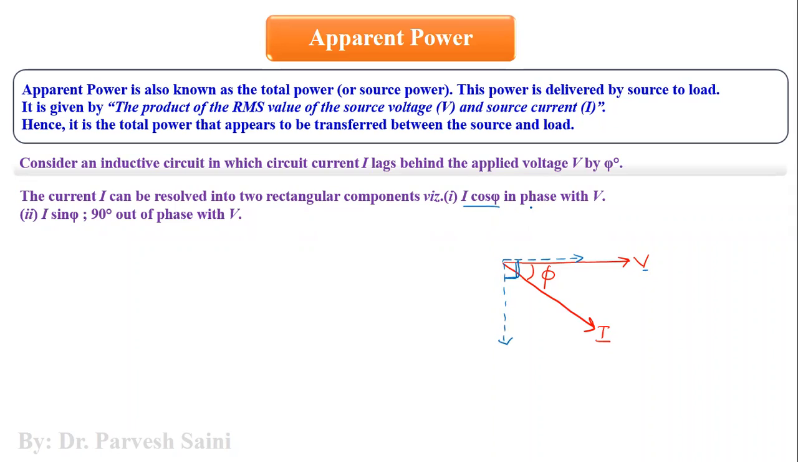So there are two components. One is I cos phi, which is in phase with V, and the second component is I sin phi, which is 90 degrees out of phase with V. So this current has been resolved into these two components. Now, how did we get this I cos phi and I sin phi? This is very simple. We can take it from here.